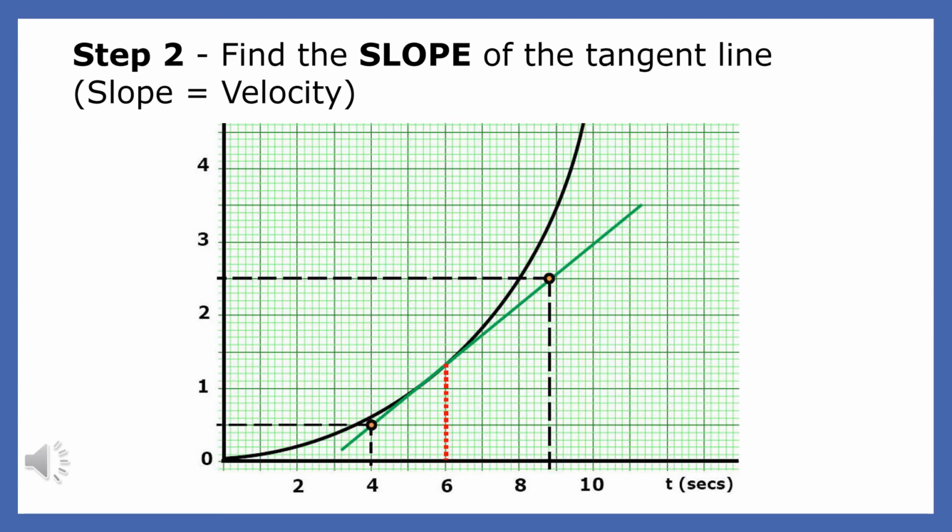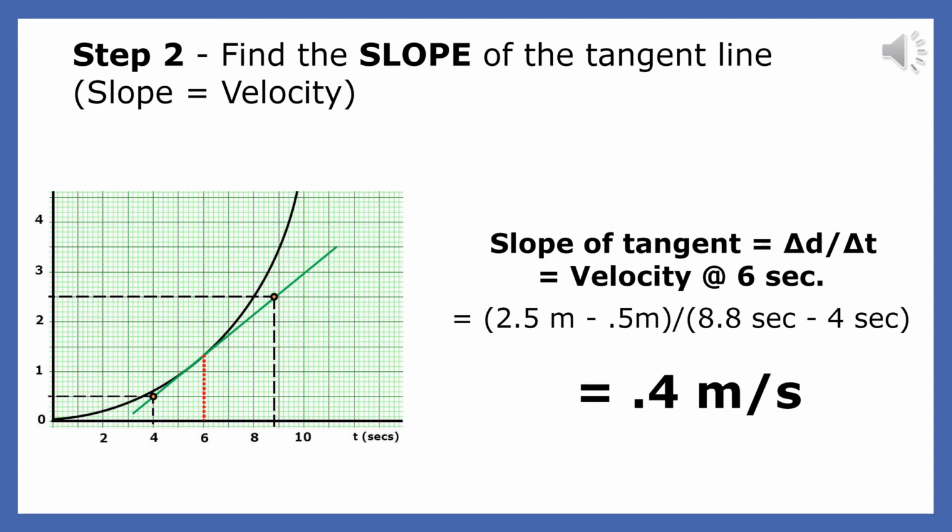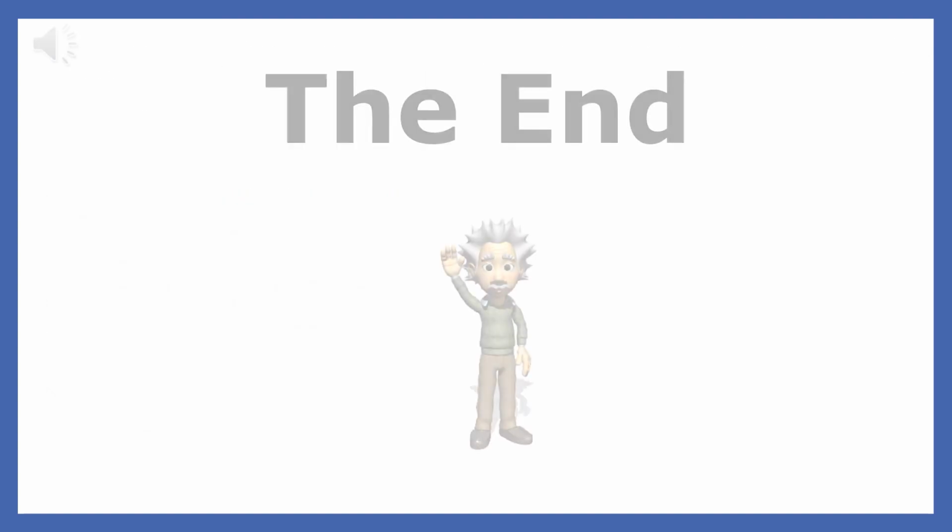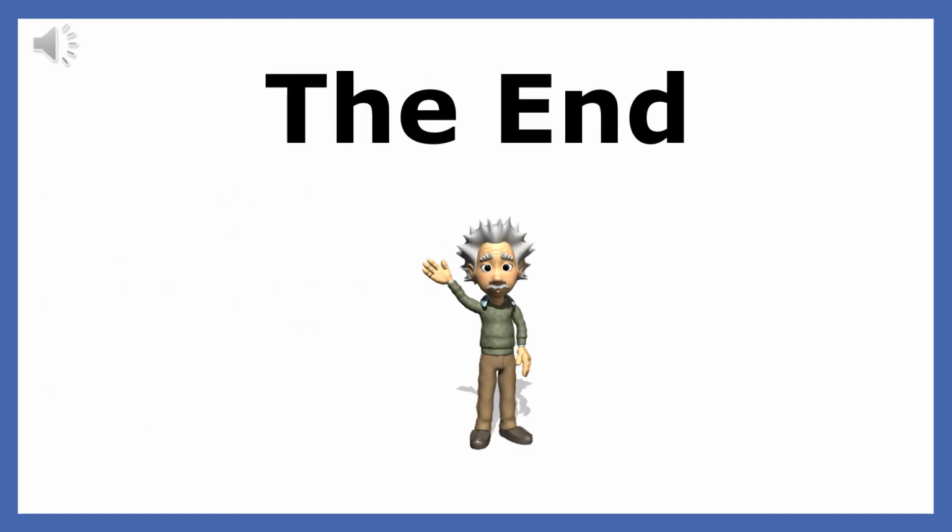Once we have the tangent line, we pick 2 points on the tangent line so that we can calculate the velocity. The velocity is 0.4 meters per second. That's about a third of the speed of a typical walk. This is the end of my presentation on finding instantaneous velocity.